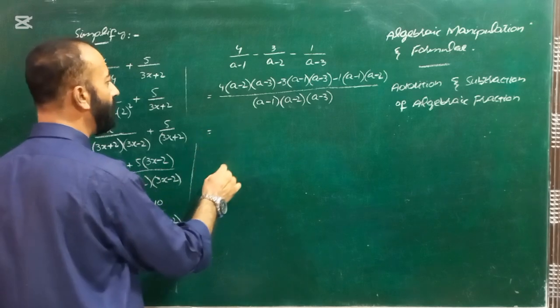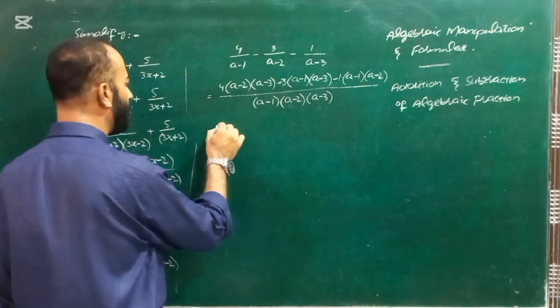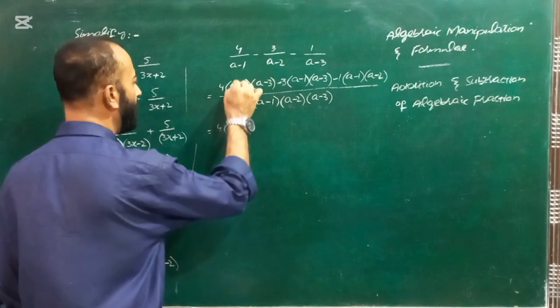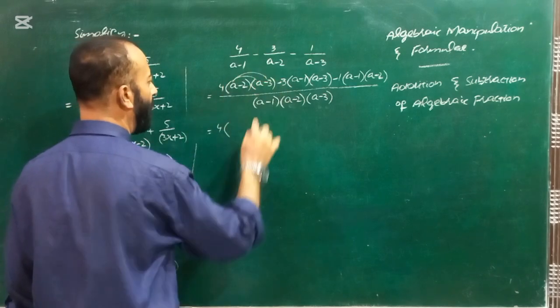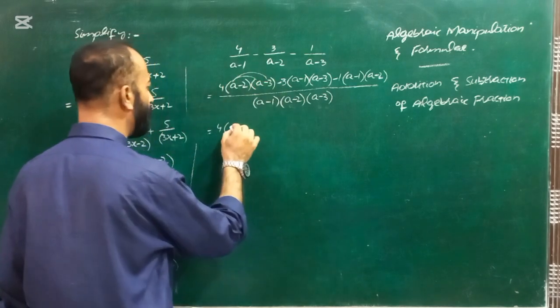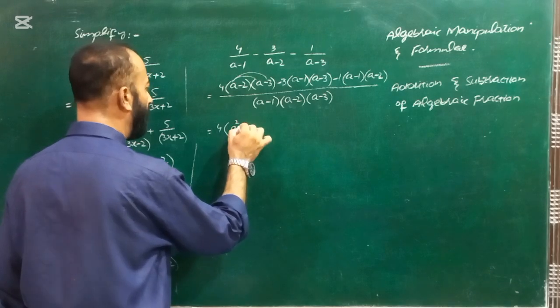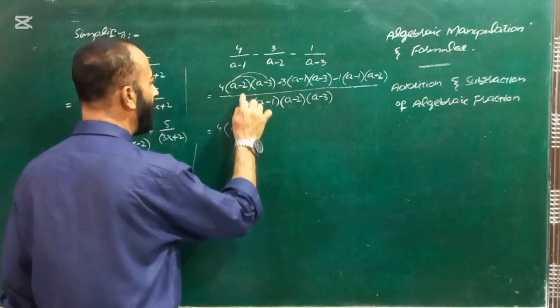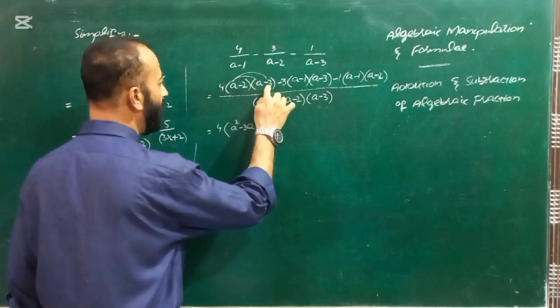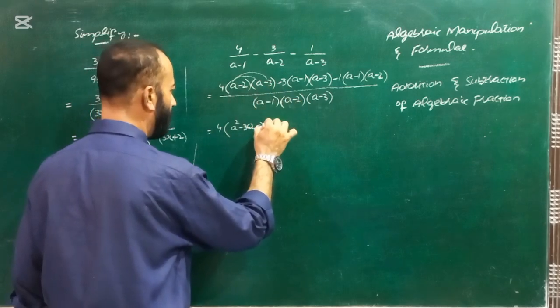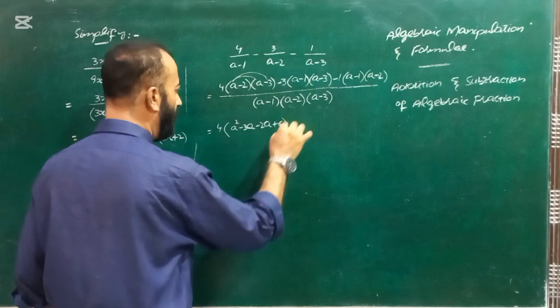So now we will multiply the values. So look now, this 4 will remain as it is. So the first value of the first bracket will be multiplied by all the values in the second bracket. So a square minus 3a. Likewise, now the second value will be multiplied by all the values of the second bracket. So minus 2a plus 6.